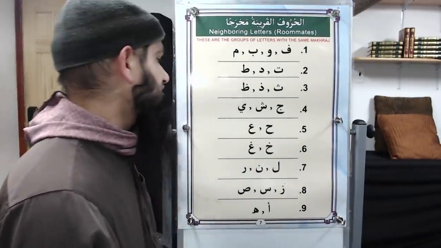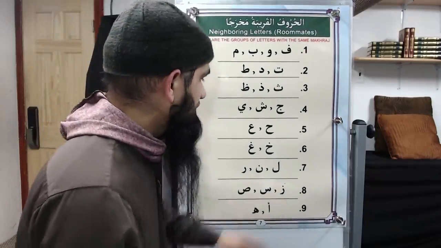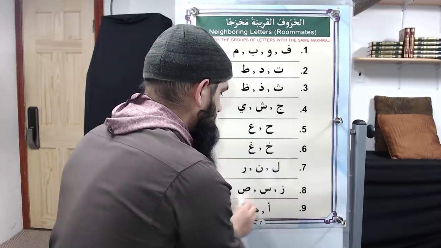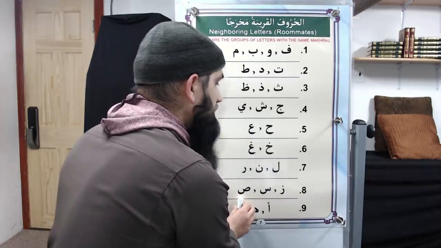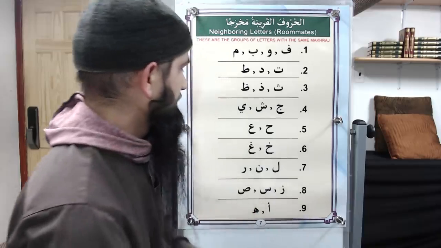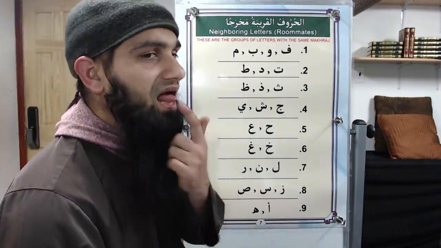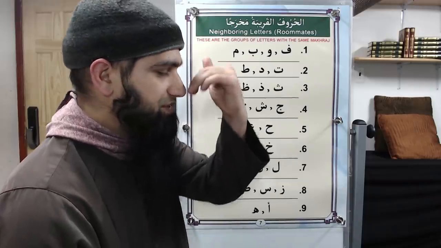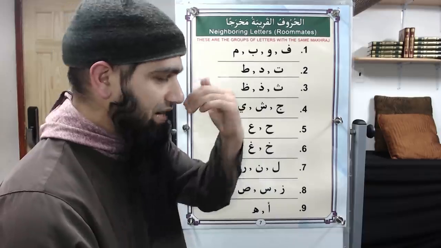Let's move on to group number 8. Let's pronounce them. Za. Sin. Sad. Good. Where do they come from? They come from the tongue placed behind the bottom teeth.